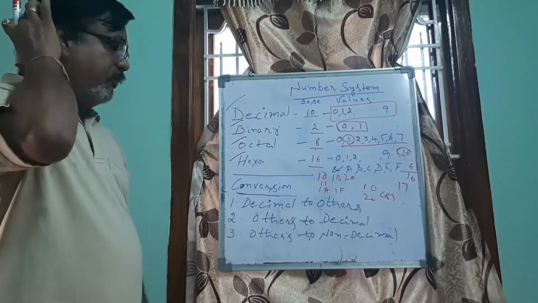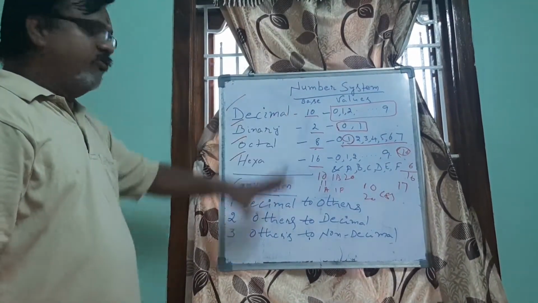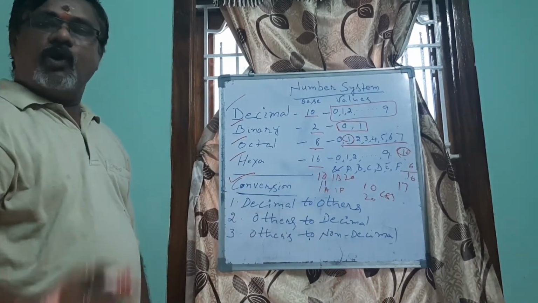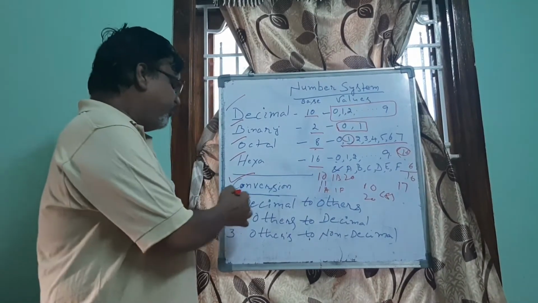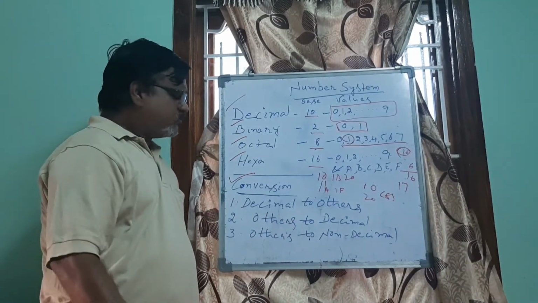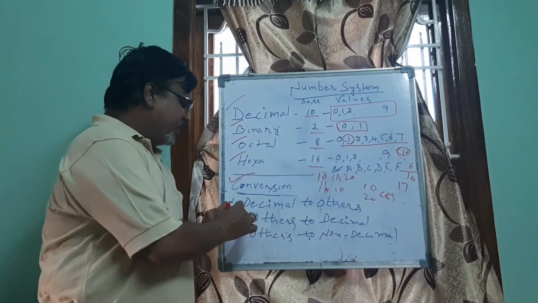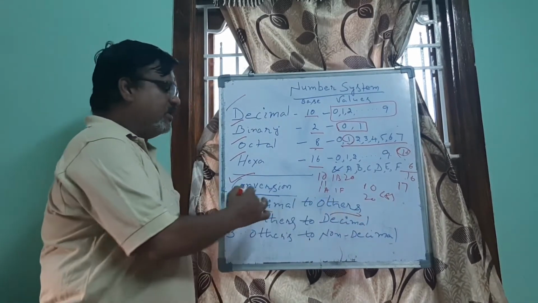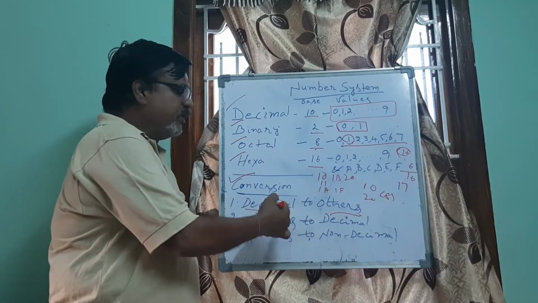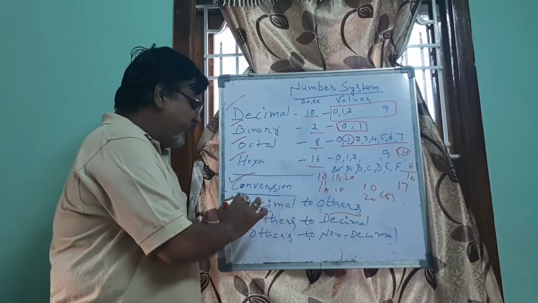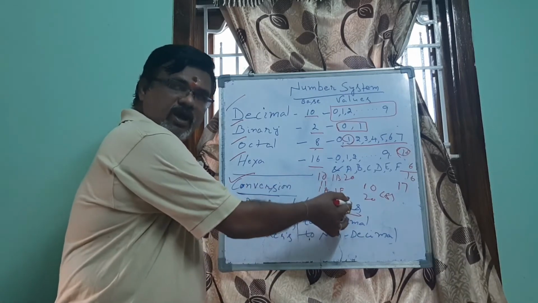Now our main concentration is not on this. Our main concentration is on the conversions, how to convert one base to another base. Broadly, these conversions, as we have discussed in the number system conversion, are categorized in three ways. One is decimal to other bases, meaning decimal to binary, decimal to octal, decimal to hexadecimal. Okay, meaning if a decimal number is given, how to convert it to other bases.